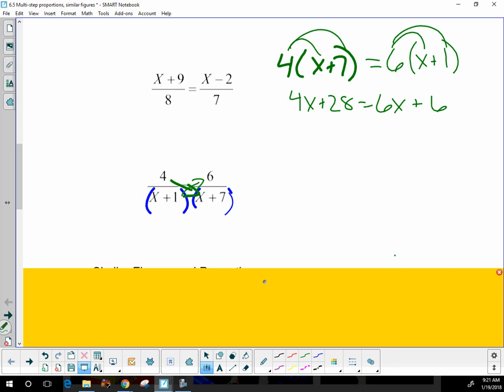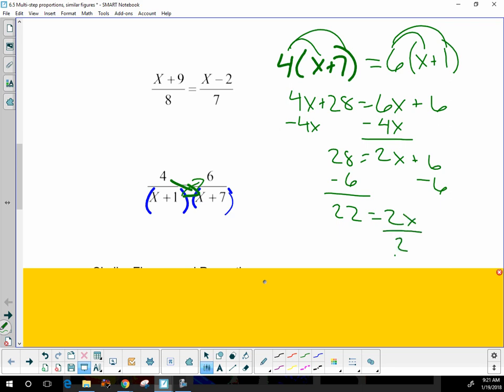Again, I'm going to move my 4x over so I don't have to deal with a negative coefficient. If I had one, it's not a big deal. X equals 11. Oops, it's an equal sign. So let's check it and find out. Let's come back over here.